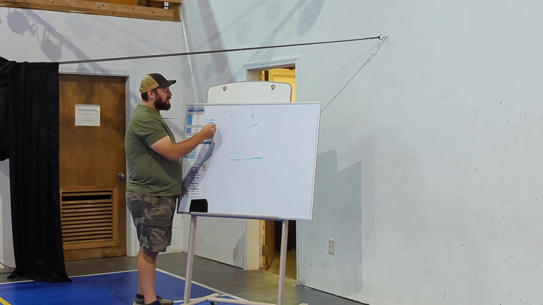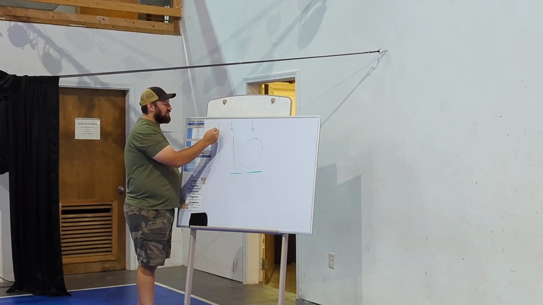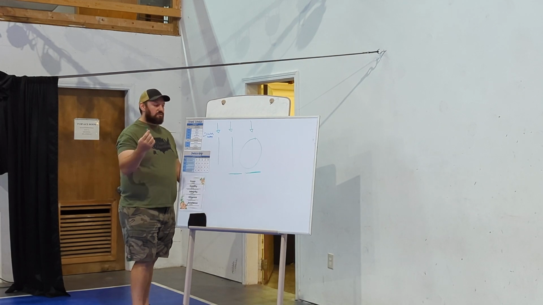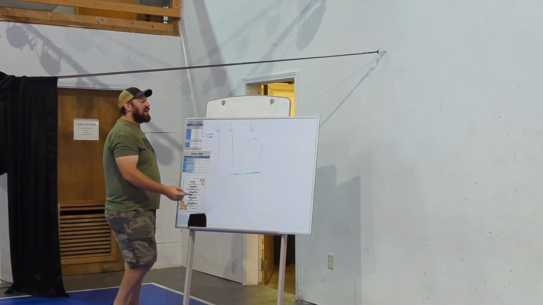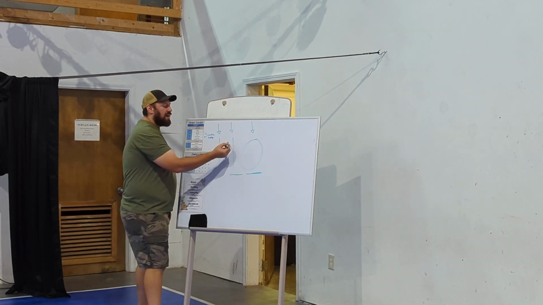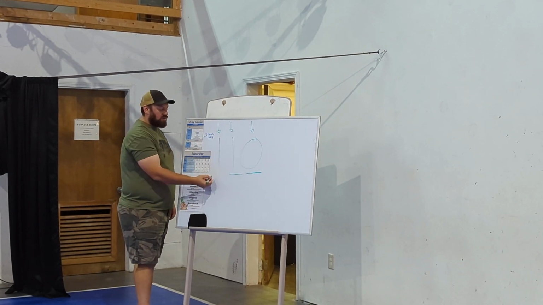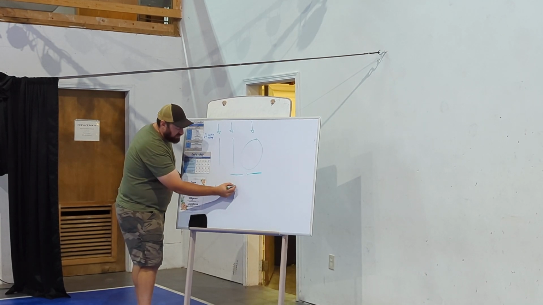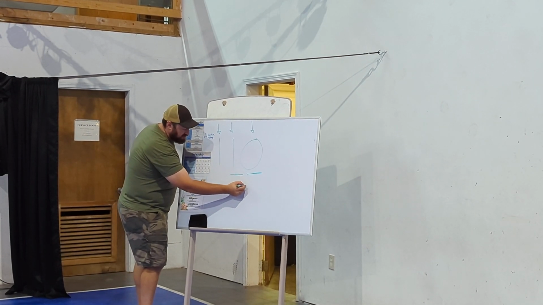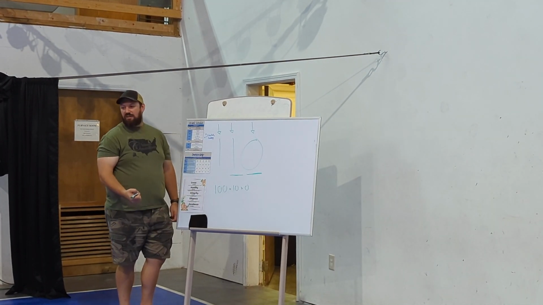Okay? What if I did this? What is this column here? That's hundreds, right? So what this is representing is I have 0 ones, I have 1 ten, and I have 1 hundred. So this plus this plus this.